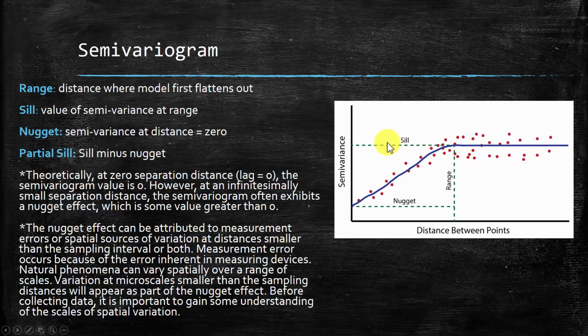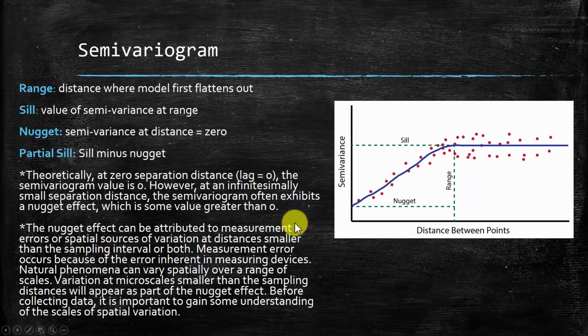At a distance of 0, you would expect a semivariance of 0, because two features right on top of each other should have the same value, since they're measured at the exact same location. But that doesn't always happen, as explained here. Theoretically, at 0 separation distance, lag of 0, the semivariogram value is 0. However, at infinitesimally small separation distance, the semivariogram often exhibits a nugget effect, which is some value greater than 0. So you're actually seeing some difference at the same location.